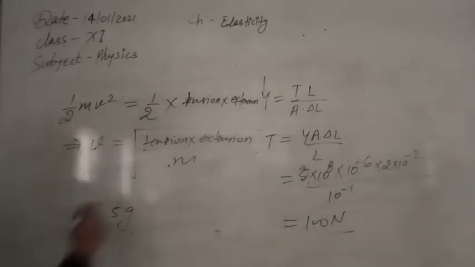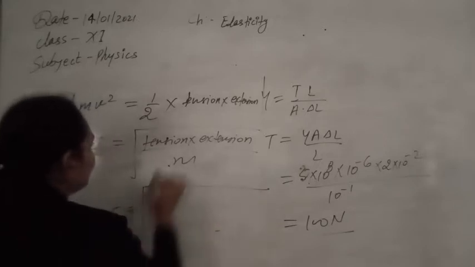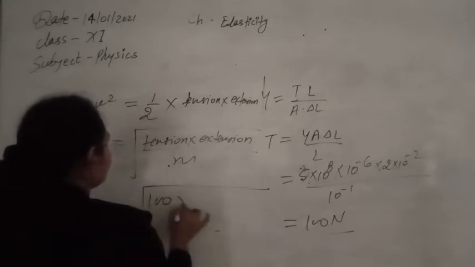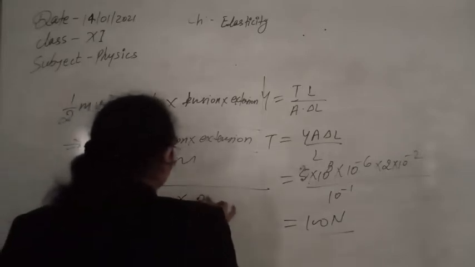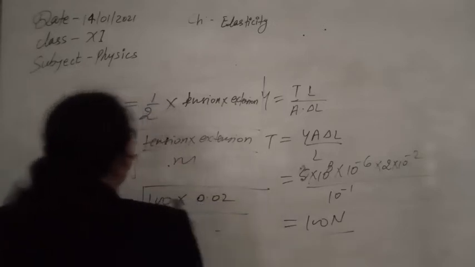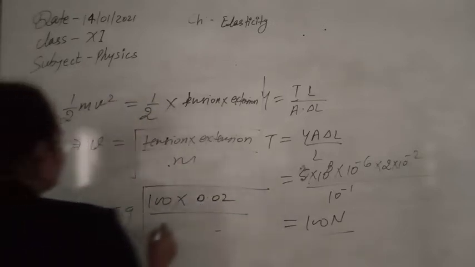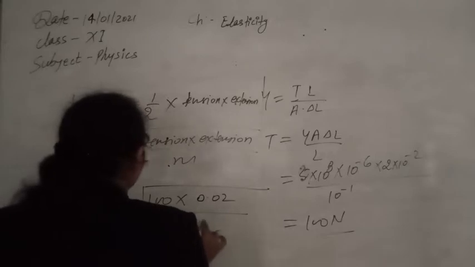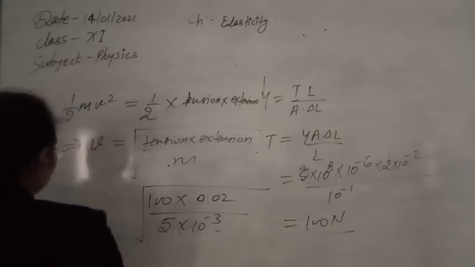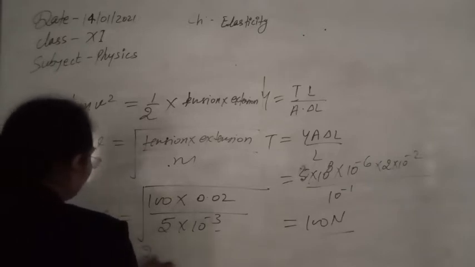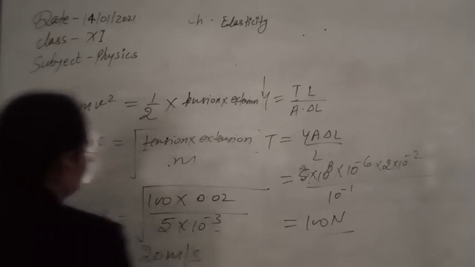Here, the value of tension is obtained as 100 Newton. The value of extension, given in our question as 2 centimeter, is 0.02 meter. The mass is given in gram, so we change it into kg: 5 into 10 to the power minus 3 kg. Now we can easily find the velocity from here. This velocity is finally obtained as 20 meter per second.